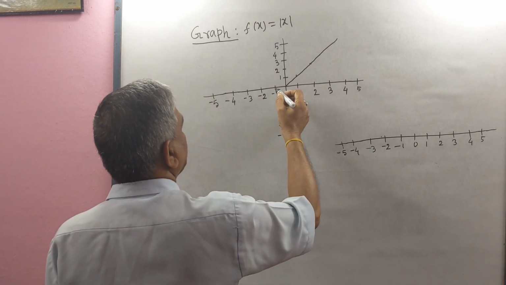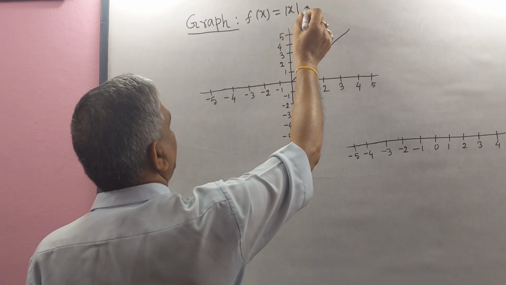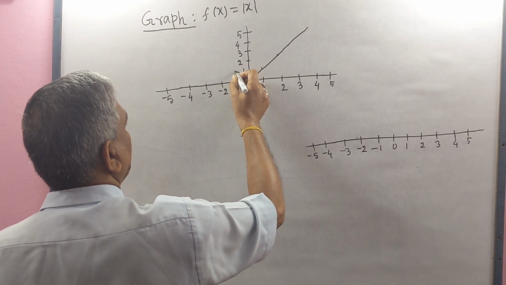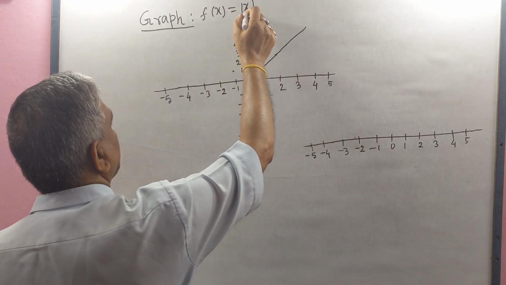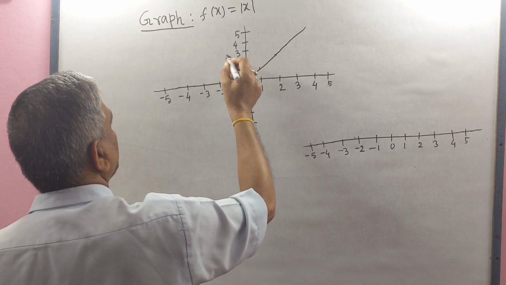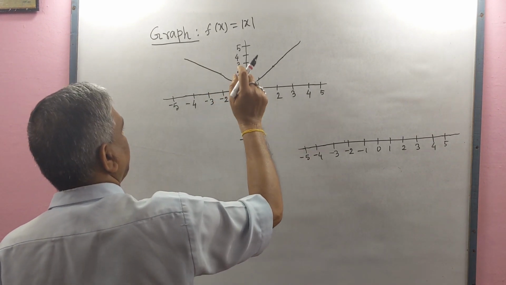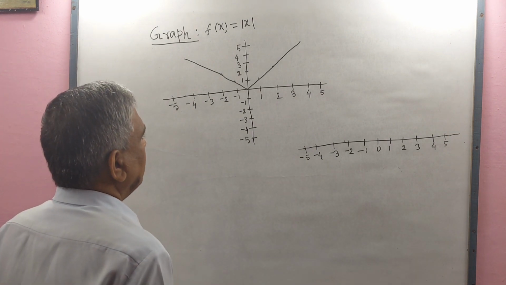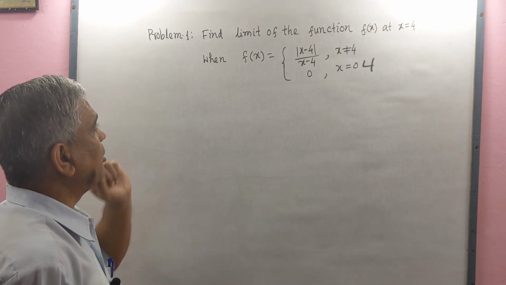And if we put x equal to minus 1, modulus of minus 1 is 1. For x equal to minus 2, modulus of minus 2 is 2. So we will get the graph like this. So the graph will be like this.